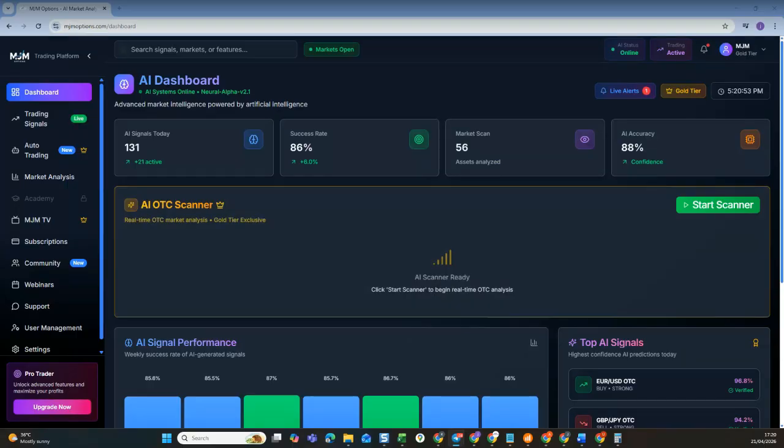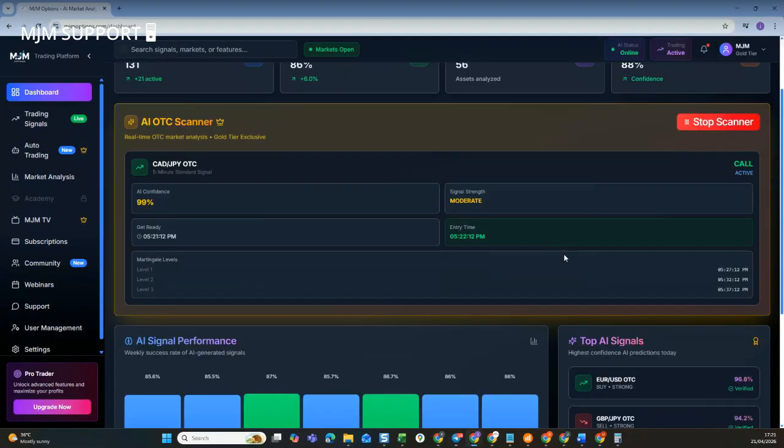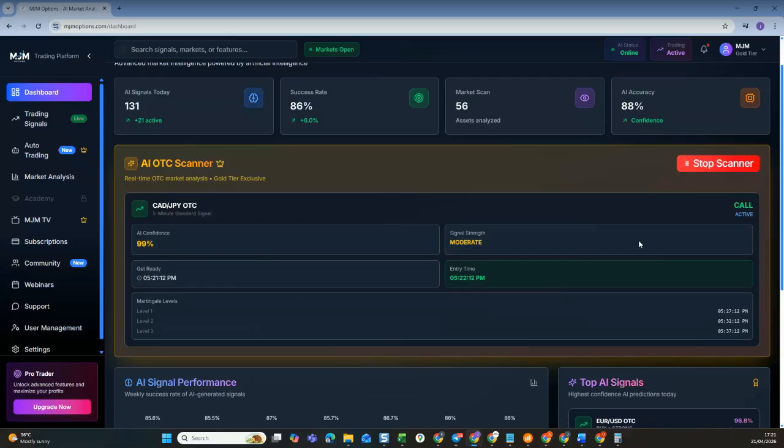Let's begin, guys. If you're connected to the AI and your AI is unlocked, to see the AI signal today is 131. 21 of them are active. Success rate is 86. Market scanner 56. AI accuracy is 88. And this is the ALC scanner. This is where you click start scan and it generates your signal. So what is the signal? The signal is in this rectangular box.